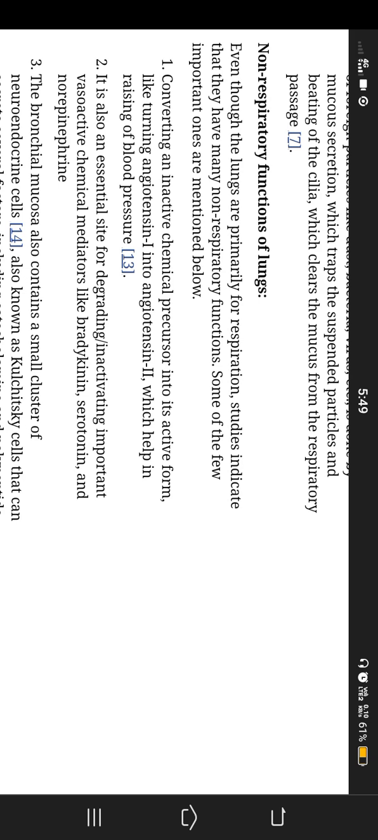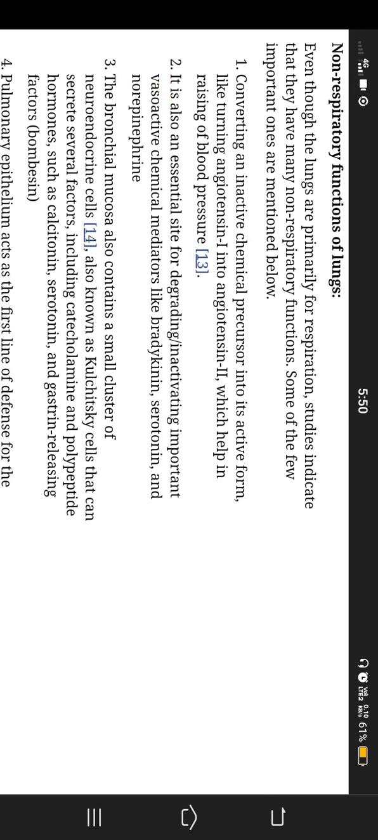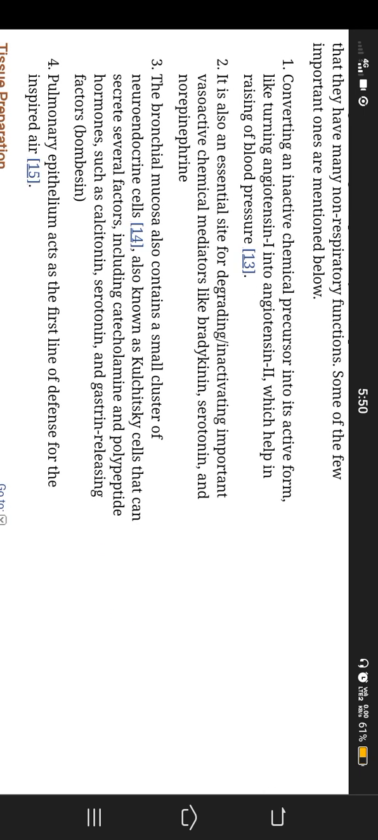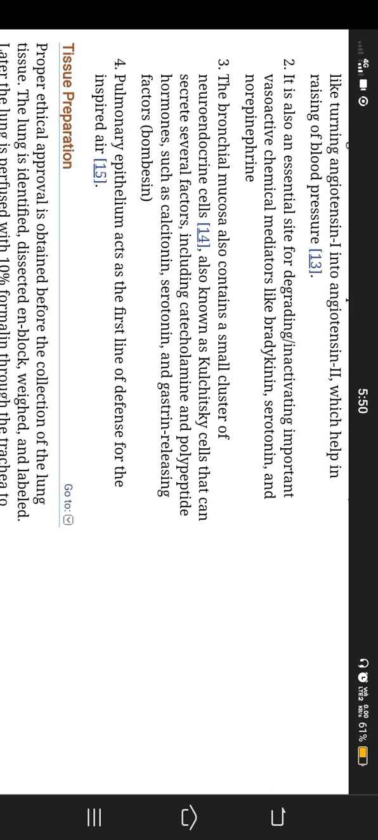Even though the lungs are primarily for respiration, studies indicate that they have many non-respiratory functions. Some of the important ones are mentioned below, like converting an inactive chemical precursor into its active form, like turning angiotensin 1 to angiotensin 2, which helps in raising blood pressure. It is also an essential site for degrading or inactivating important vasoactive chemical mediators like bradykinin, serotonin, and norepinephrine. The bronchial mucosa also contains a small cluster of neuroendocrine cells that can secrete several factors including catecholamine and polypeptide hormones such as calcitonin, serotonin, and gastrin-releasing factors like bombesin. Then the pulmonary epithelium acts as the first line of defense for the inspired air.